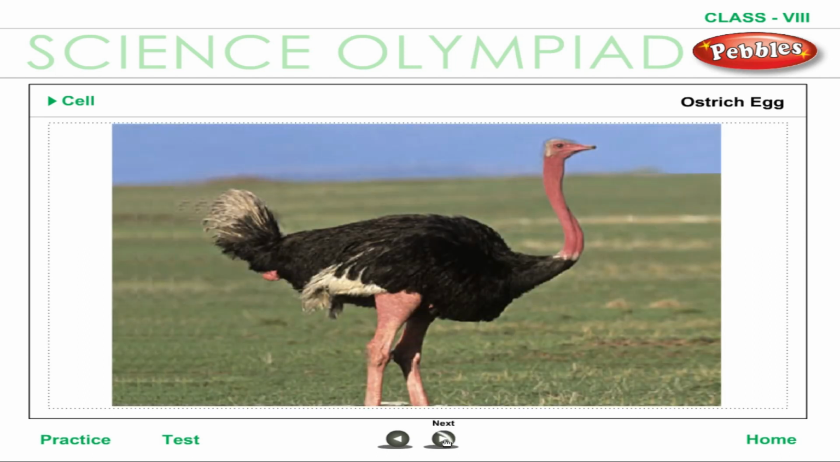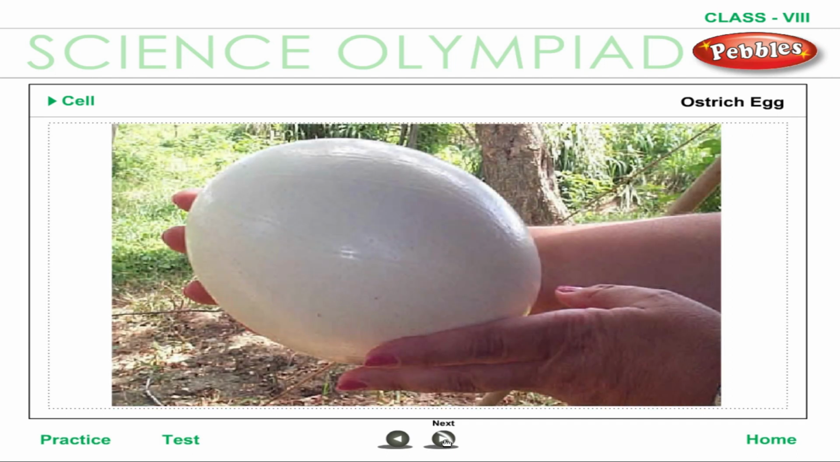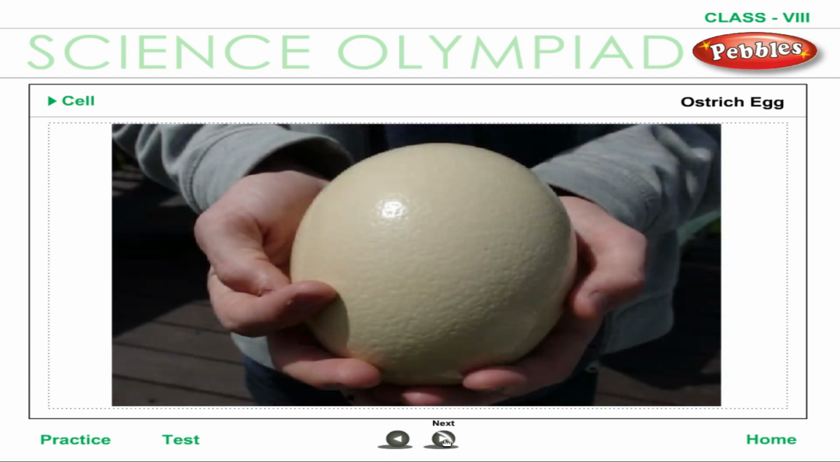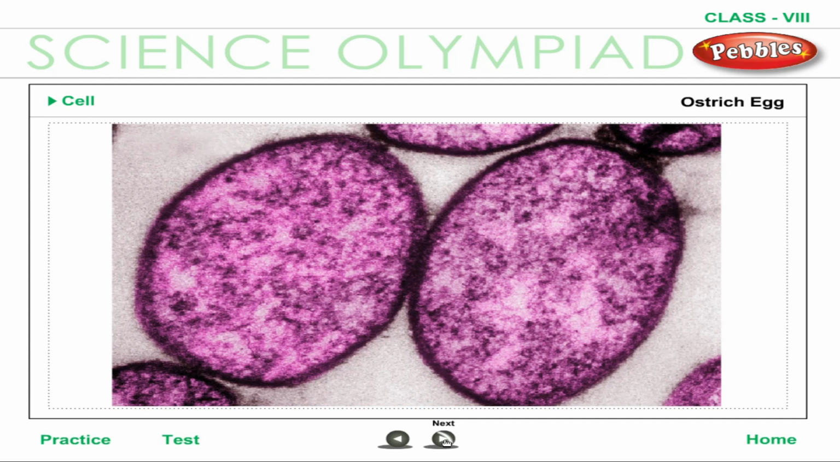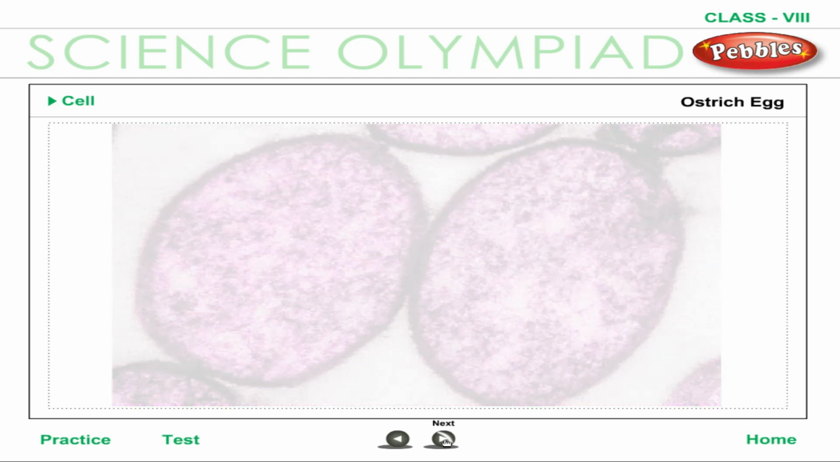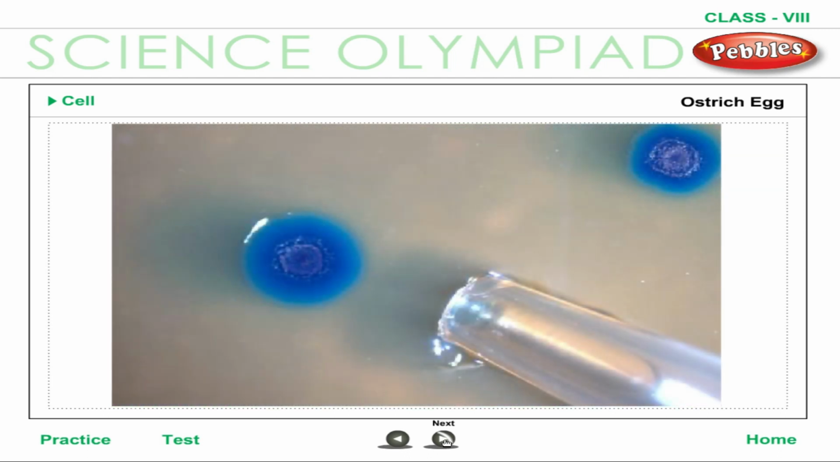Ostrich egg. An ostrich egg is made up of a single cell. It is 170 micrometer in diameter and is the largest known cell. On the other hand, a mycoplasma bacterium, a unicellular organism, is just about 0.1 micrometer in size.